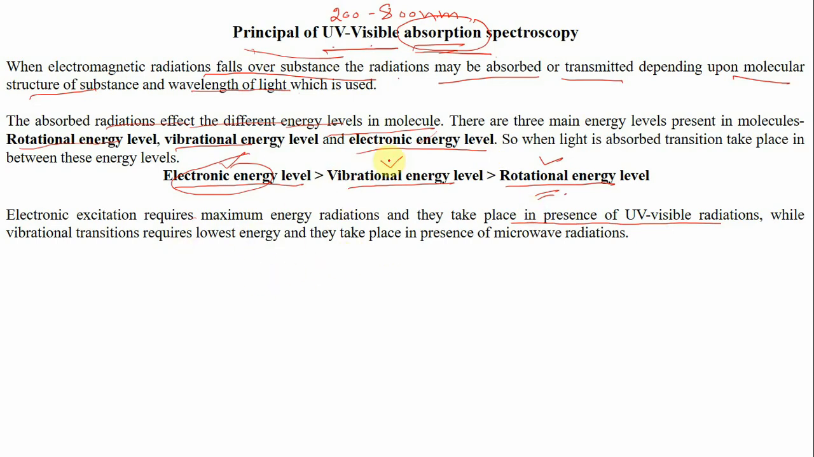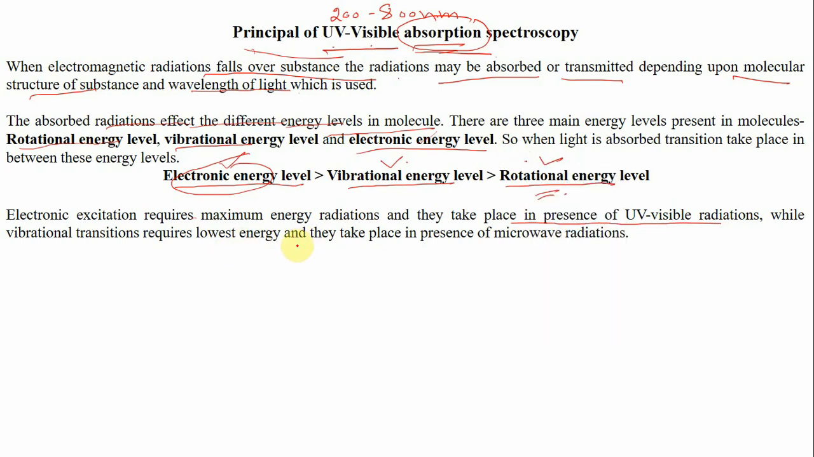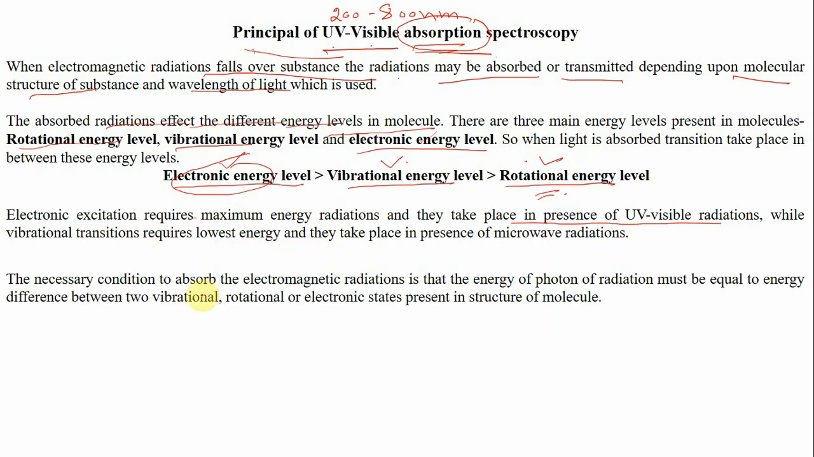While for the vibrational energy level change and the rotational energy level change, lower energy is required. So the necessary condition to absorb these electromagnetic radiations is that the energy of the photon of the radiation, that means the energy of the electromagnetic radiation, must be equal to the energy difference between the two vibrational, rotational, or electronic energy states in a molecule.